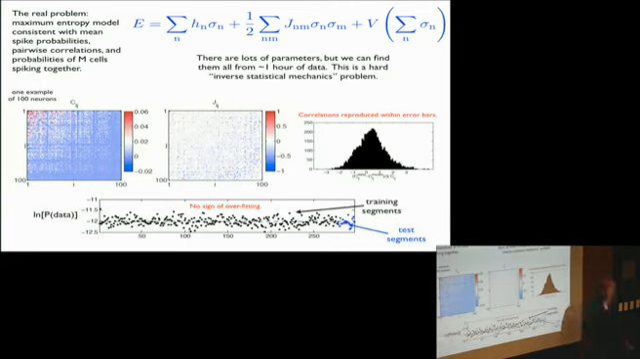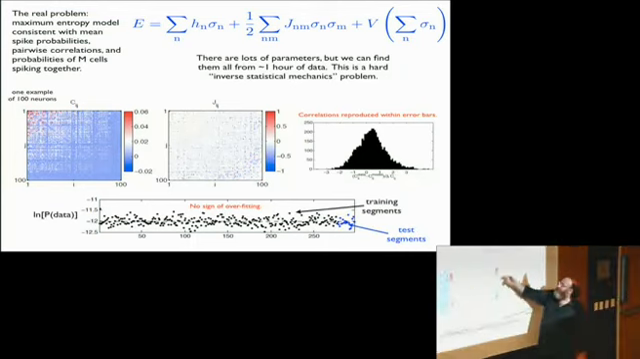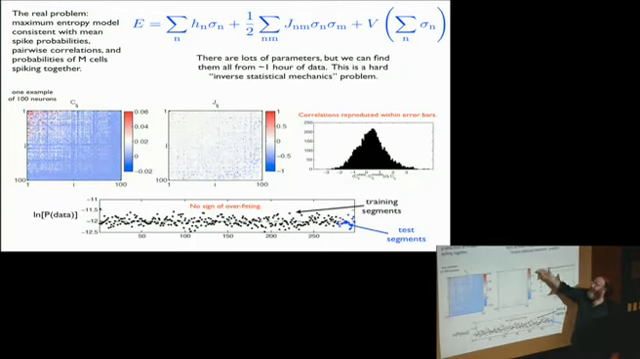Okay? What's the physical meaning of plus and minus? That the neurons tend to fire together or tend to exclude one another.